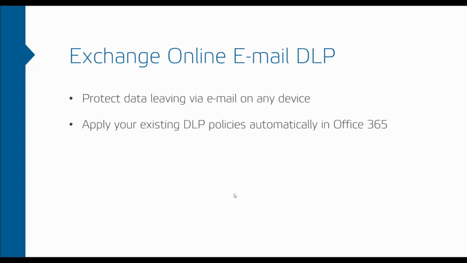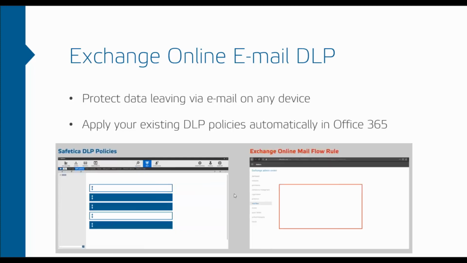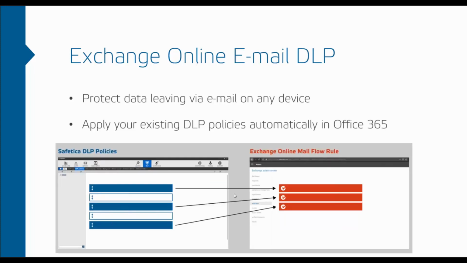We can now protect the data leaving via email on any device, and what you can simply do is apply your existing DLP policies straight into Office 365. As you can see here on the slide, this is the Safetica console. We have various DLP policies created, and only some of them are related to email. Those are the ones in blue, and we can use these policies thanks to the integration with Office 365 and automatically implement them into the Exchange Online mail flow rule.